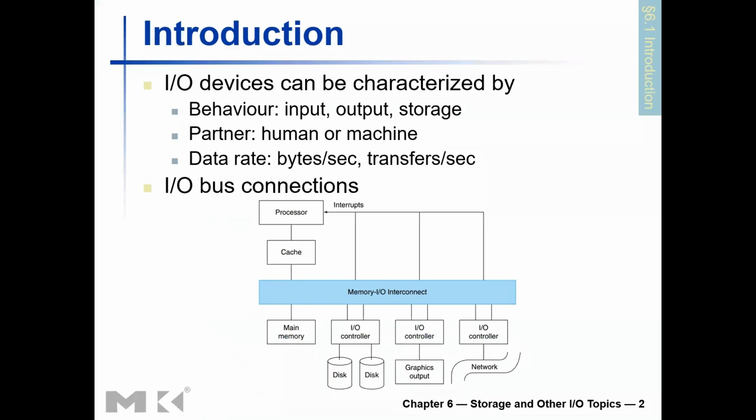In the introduction, let us have a look at the input-output devices and storage devices associated with processors in computer systems. IO devices can be characterized by behavior, partner, and the data rate, right? We can consider the behavior as input, output, or storage. Partner, human or machine. That is, the device is communicating with another, which could be a human or machine. And the data rate, bytes per second or transfers per second.